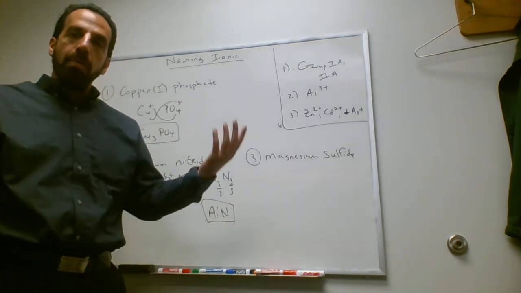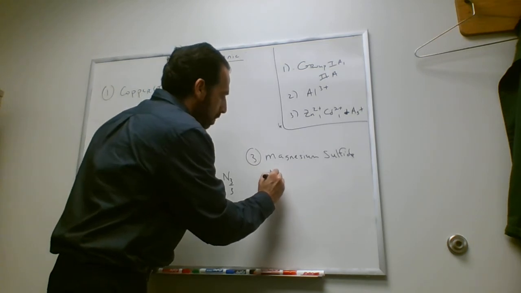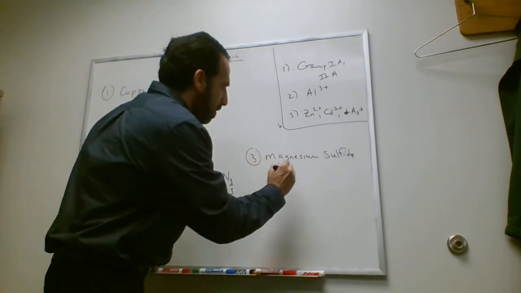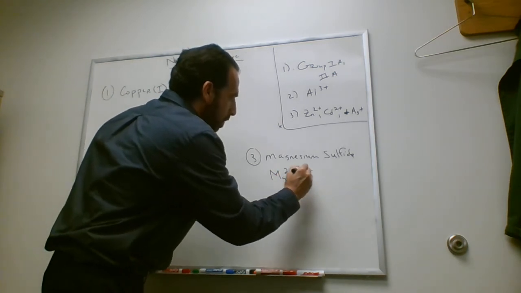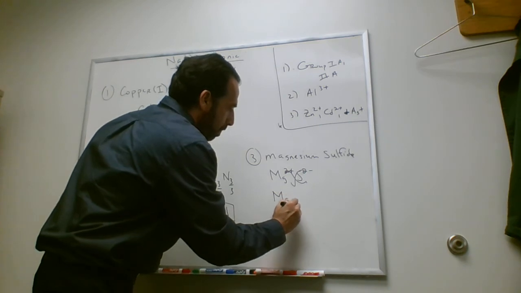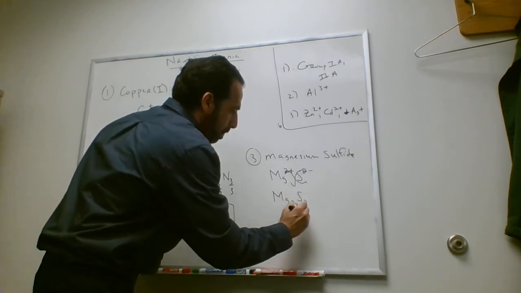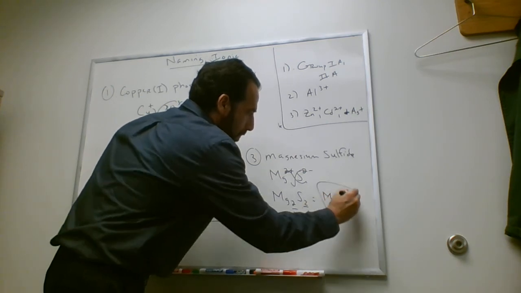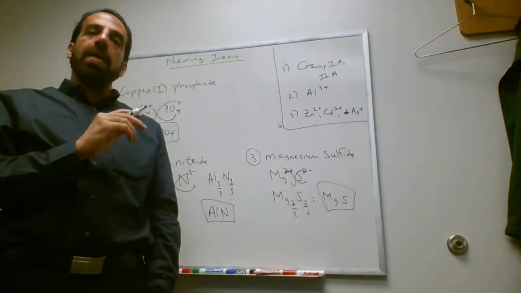Magnesium is a group 2A, it forms positive 2. Sulfide, 6A, forms negative 2. So again, we can reduce it down, so it's MgS.